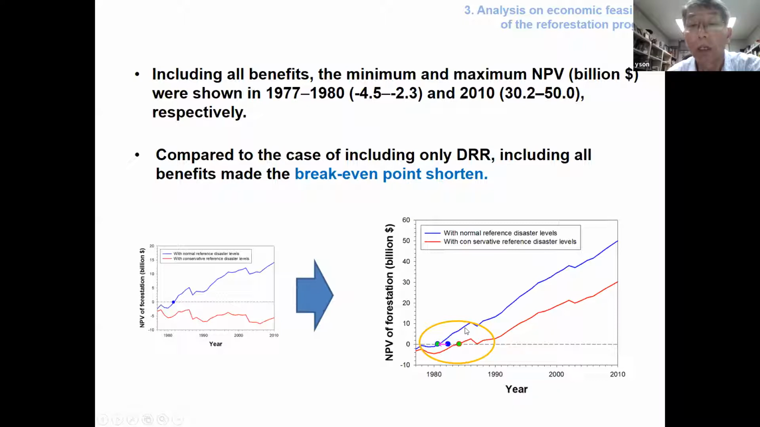Then the break-even point happens earlier with the normal reference disaster level, the blue line. If we use conservative reference disaster level, still it happens, but a little bit later. Okay? But both of them become positive, not like the previous slide. Here. Okay? Do you follow me?